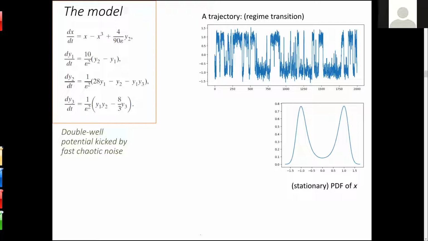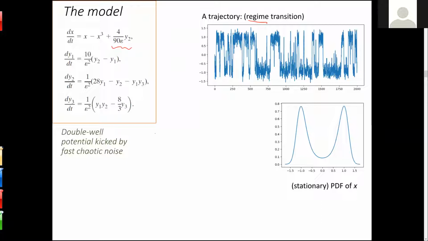Okay, so just to give you an idea of the importance of this model in some atmosphere models. This model is used for regime transition. The first equation is actually a double well potential. If you neglect the subgrid term, that is a double well potential.